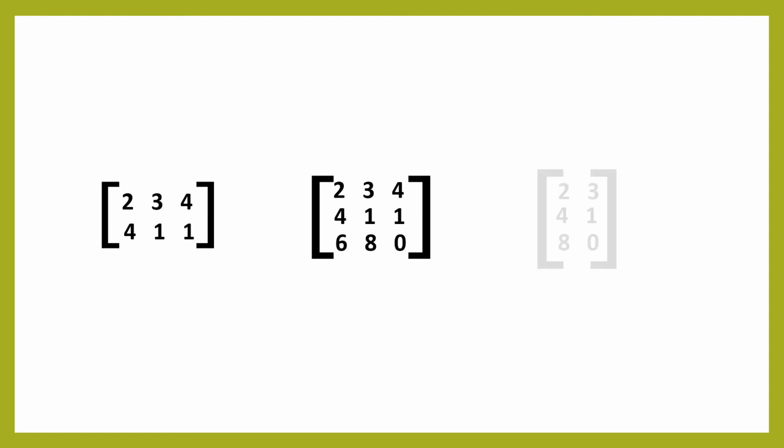Let us take another example. This will be read as matrix of 2, 3, 4, 4, 1, 1, 6, 8, 0. So, we'll read the square bracket as matrix of, then we read the first row, then the second row and the third row. Let us read another matrix. Matrix of 2, 3, 4, 1, 8, 0. That is how we read a matrix. We have to read it row wise.